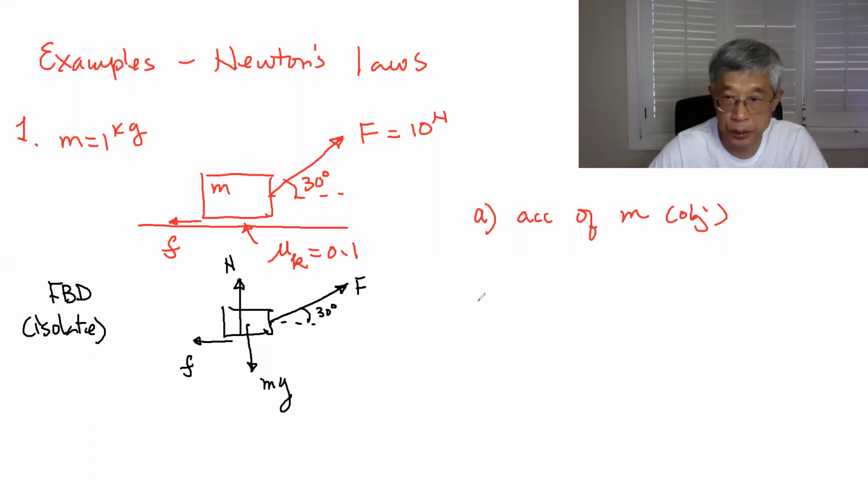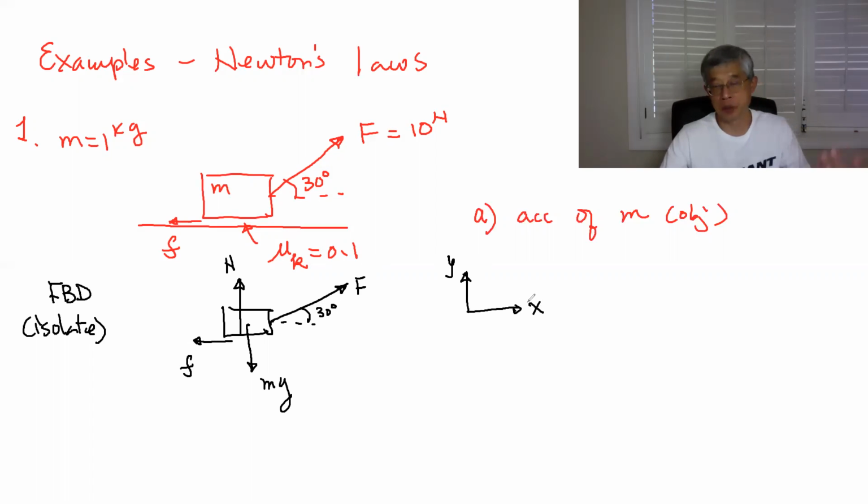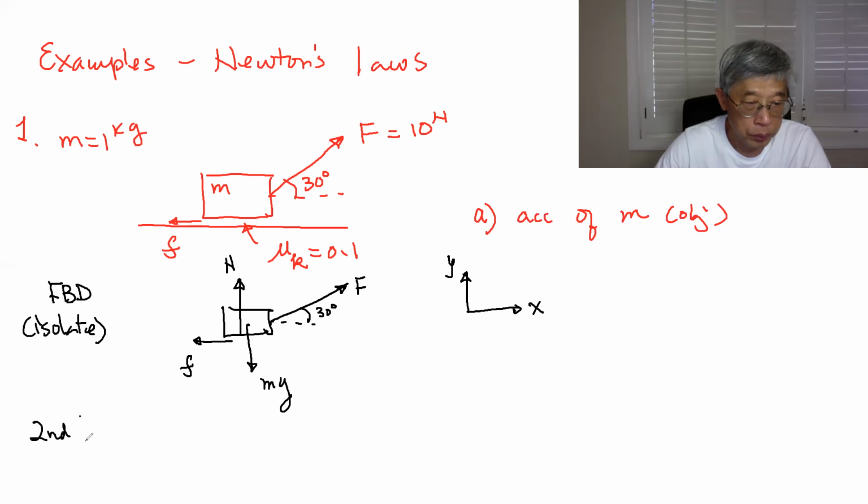Okay. So in the y direction, we're going to name the axis. This is the y direction and this is the x direction. Why do you pick this x and y? Obviously there's a little experience. So in the y direction, we're going to apply Newton's second law. Students often forget to mention what law they are applying.